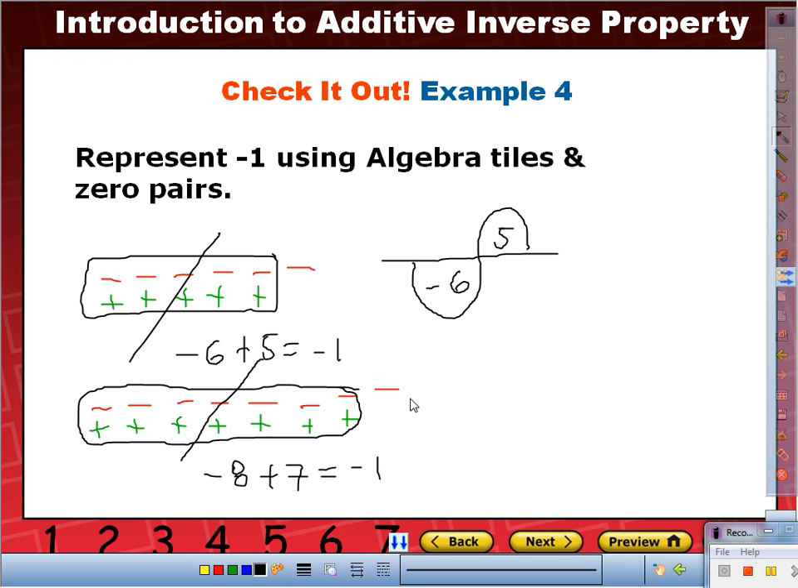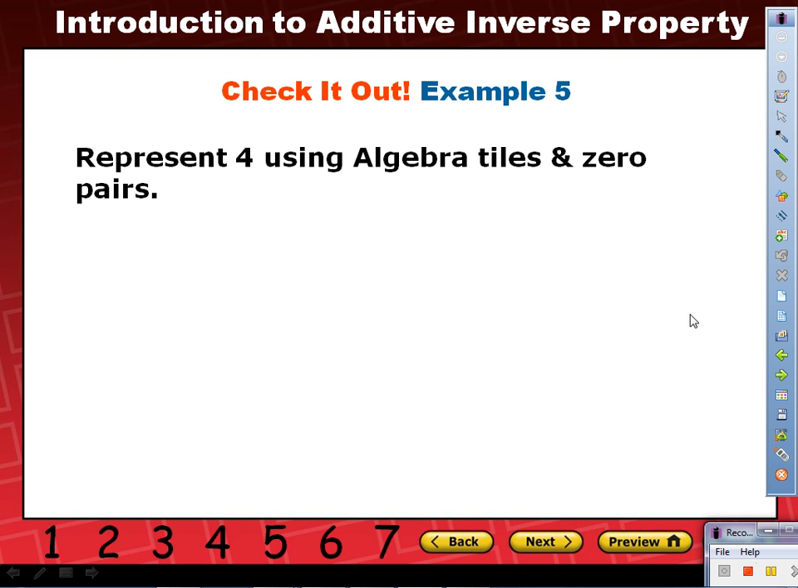And here's our ground zero, -8 and +7. Copy that one also, please. And you should have your own example also. So you should have 3 different examples for this example number 4. Example 5, copy this. It says, represent +4 using algebra tiles and zero pairs. So now it's +4, but I want you to use the tiles and zero pairs. Talk it over with your neighbor, get your tiles in front of you, get to work, and copy that on your paper. Go.